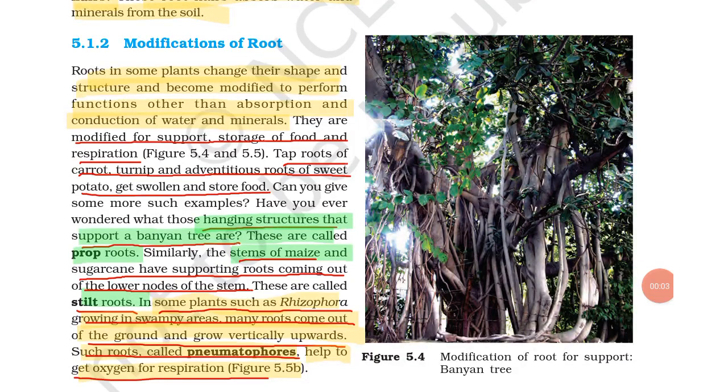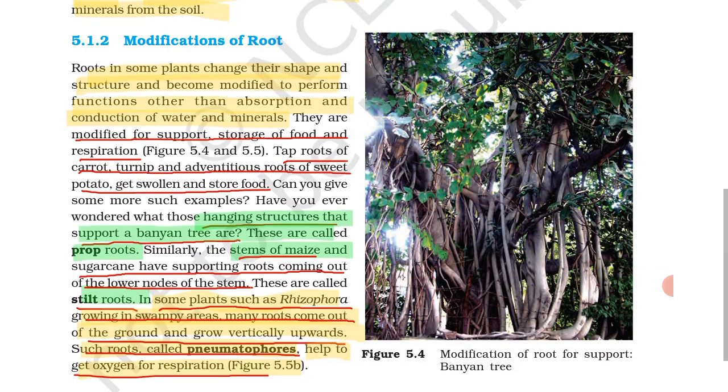Modification of root. Roots in some plants change their shape and structure and become modified to perform functions other than absorption and conduction of water and minerals. So they are modified for support, storage of food and respiration. The roots are modified into various shapes and structures for support, storage of food and respiration.